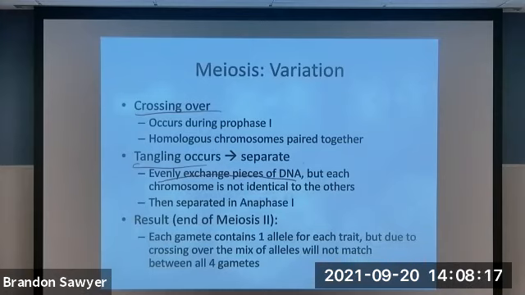Then those get pulled apart in anaphase 1. Some of what was on the one chromosome is going to stay there, whereas the other is going to go the other direction. So the end result, at the end of meiosis 2, is that each gamete contains one allele for each trait, which is what it should. But due to crossing over, it's really a mix of the alleles, and it's not going to match the initial chromosomes that started way up in the beginning of meiosis 1.